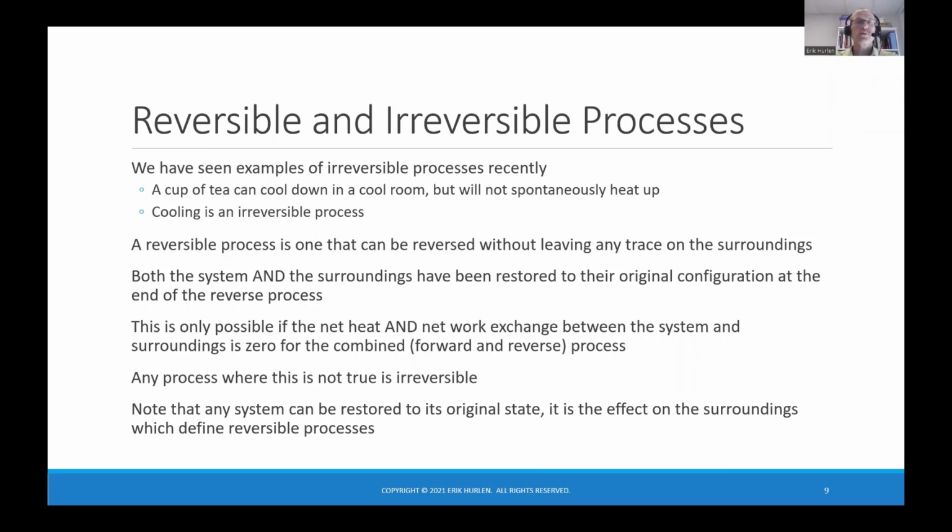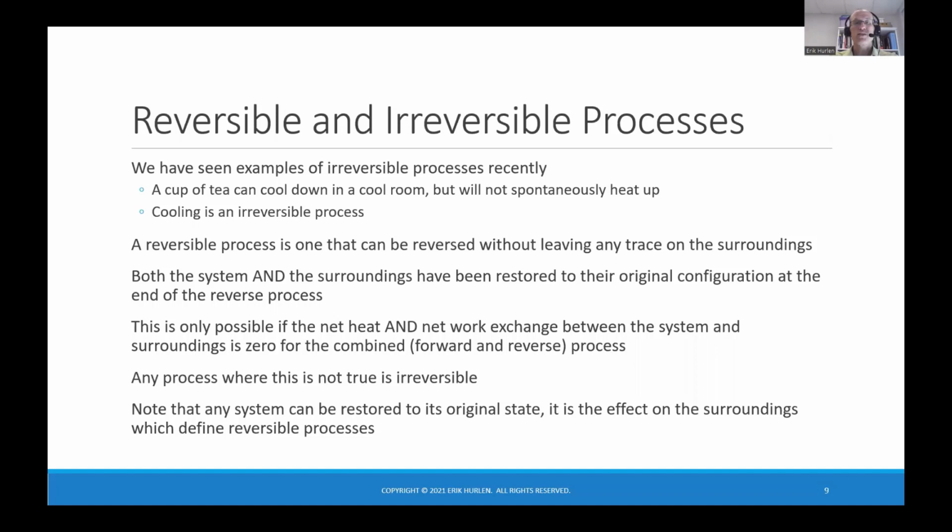This brings us to reversible and irreversible processes. I have used the example of a warm cup of tea cooling down a few times. This is an example of an irreversible process. It is irreversible because the tea will not spontaneously heat up in a colder room. For a process to be reversible, both the system and the surroundings need to be unaffected.